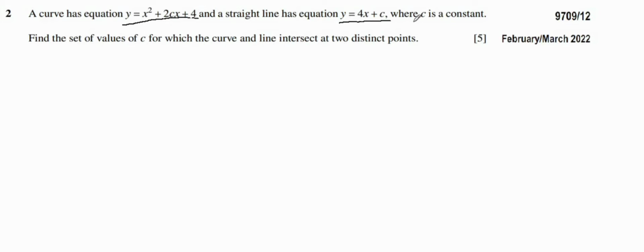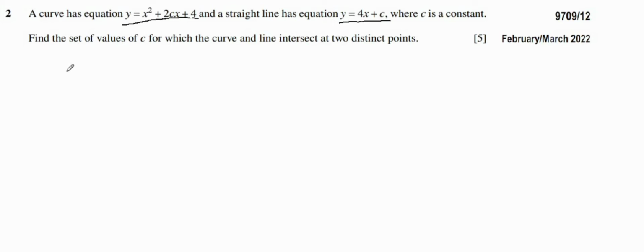They both are intersecting each other where c is a constant, and you have to find the set of values for c for which the curve and line intersect at two distinct points. So two distinct points means that this line and the curve are intersecting at two different places. Okay, so first of all, what we can do over here is merge these two equations to find a set of values for x.